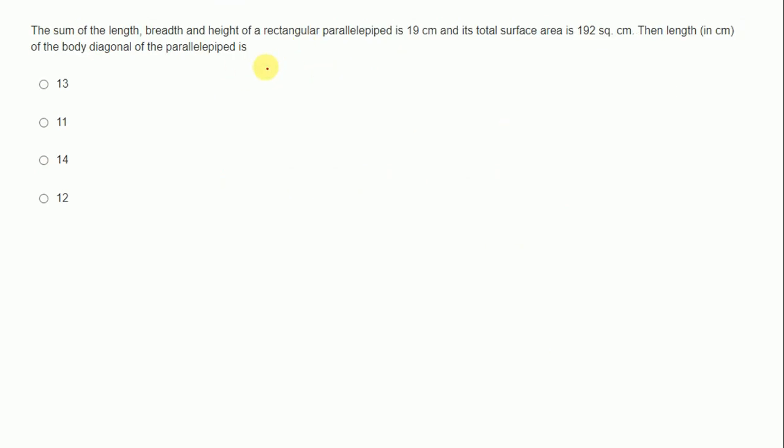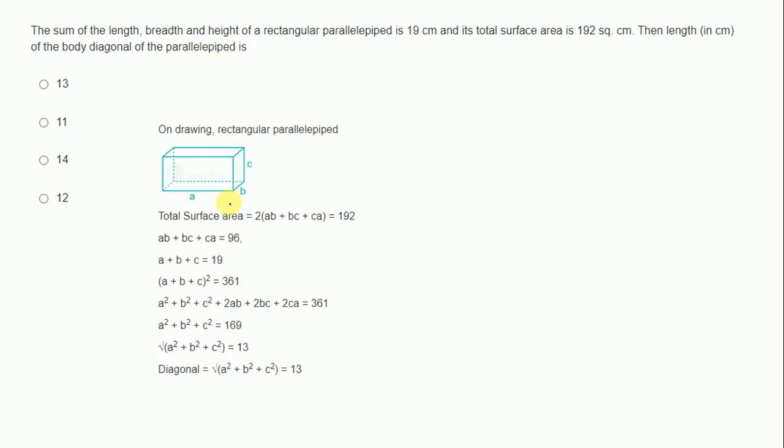Now this question is from the mensuration part. However, this is not in our syllabus, but still we are doing it for the safer side. The sum of length, breadth and height of a rectangular parallelepiped is 19 cm and its total surface area is 192 square centimeter, then the length in centimeter of the body diagonal of the parallelepiped is.